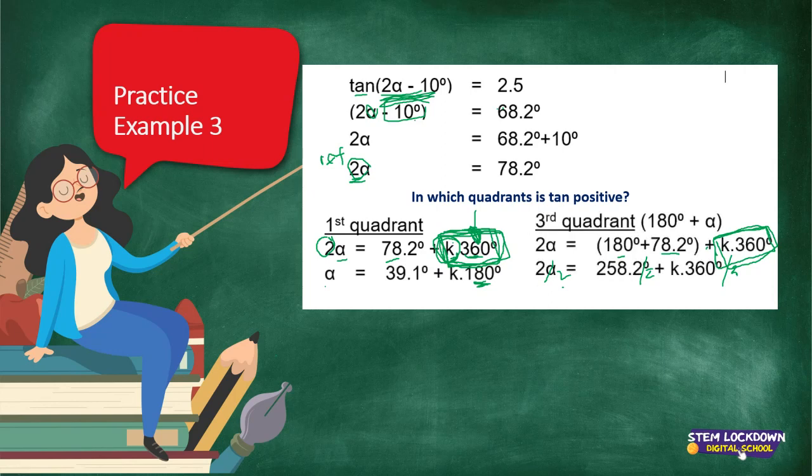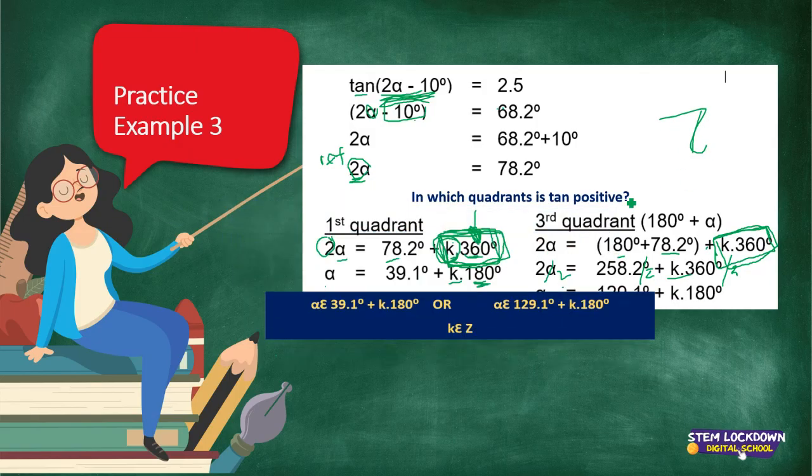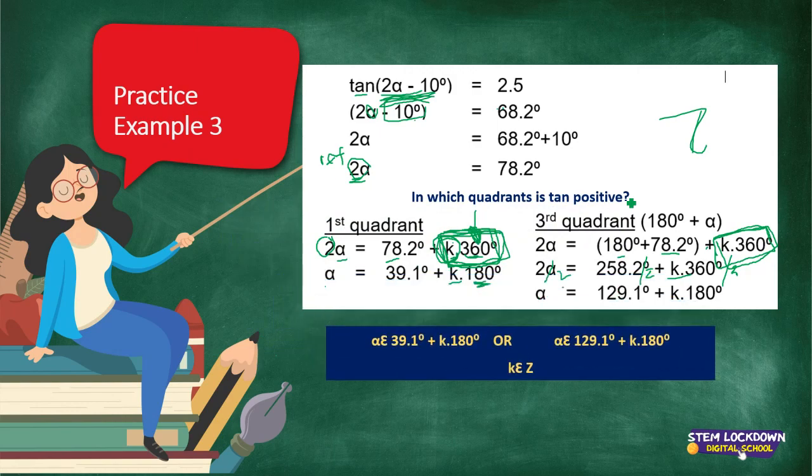So because we're saying any number for K can fit in here, reminder, K must be an integer. We will write our answer as follows. Alpha is an element of 39.1 plus K times 180 degrees, or it's an element of 129.1 plus K times 180 degrees. Always state that K is an element of integers. This is literally your final answer.